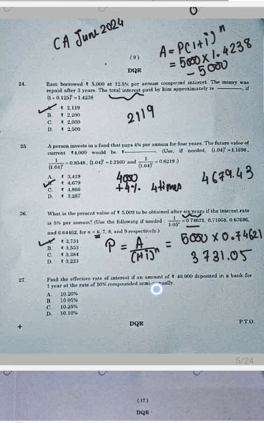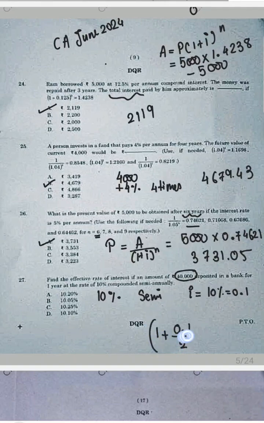Find the effective rate of interest if the amount of 40,000 is deposited for 1 year at the rate of 10% semi-annually. Whatever may be the amount, the effective rate depends on this 10% and semi-annually. So if it is 10% semi-annually, I should start with i. i is nothing but 10%, so it is 0.1. In the calculator, I will do 0.1 divided by 2 since it is semi-annually. Then I will do plus 1. Since it is twice a year, I will do the power 2. Then minus 1 and then into 100.